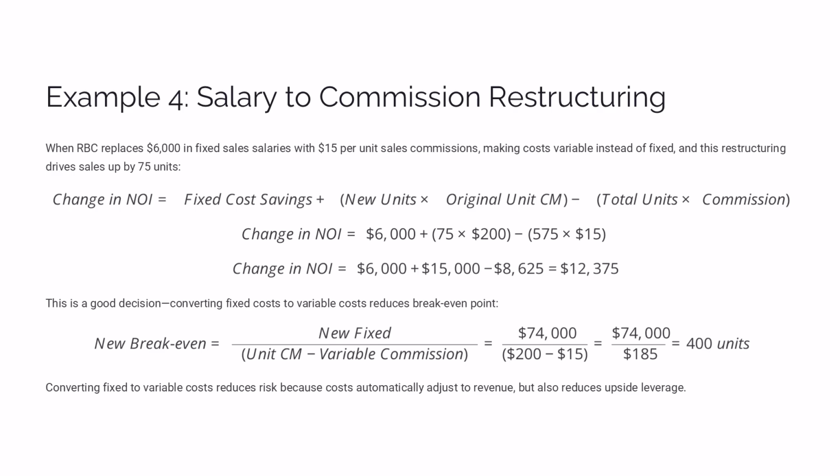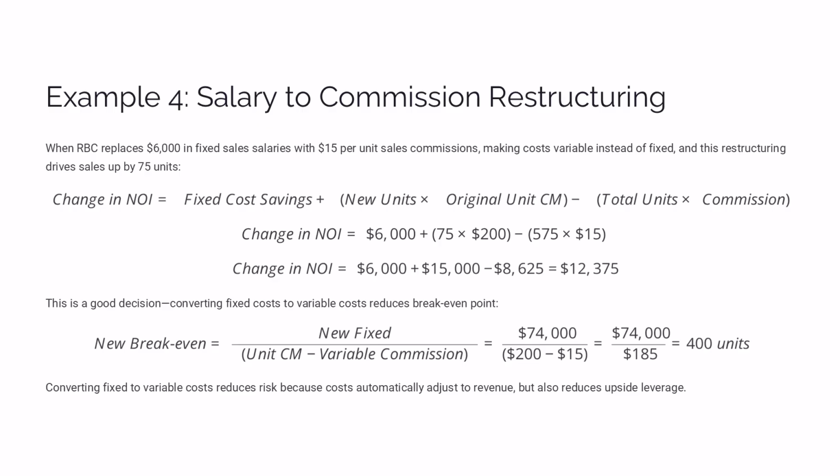Salary to commission restructuring. This example shows one of the most powerful but counterintuitive moves in business, converting fixed costs to variable costs, which is exactly how companies like Uber and Airbnb built billion-dollar businesses with almost no employees.